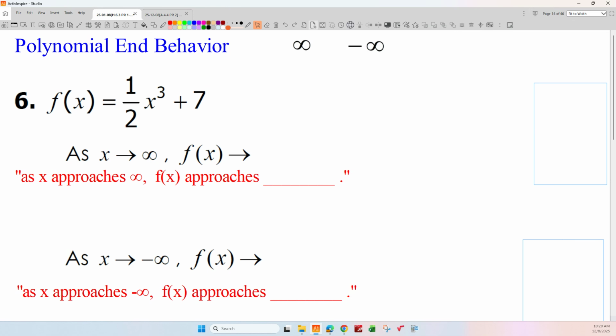Okay, how about this one? f of x equals 1/2 x cubed plus 7. As x approaches infinity, f of x approaches infinity, because we're doing this, right? Positive odd. As x approaches negative infinity, f of x approaches negative infinity. Okay, good. We'll pick this up tomorrow.